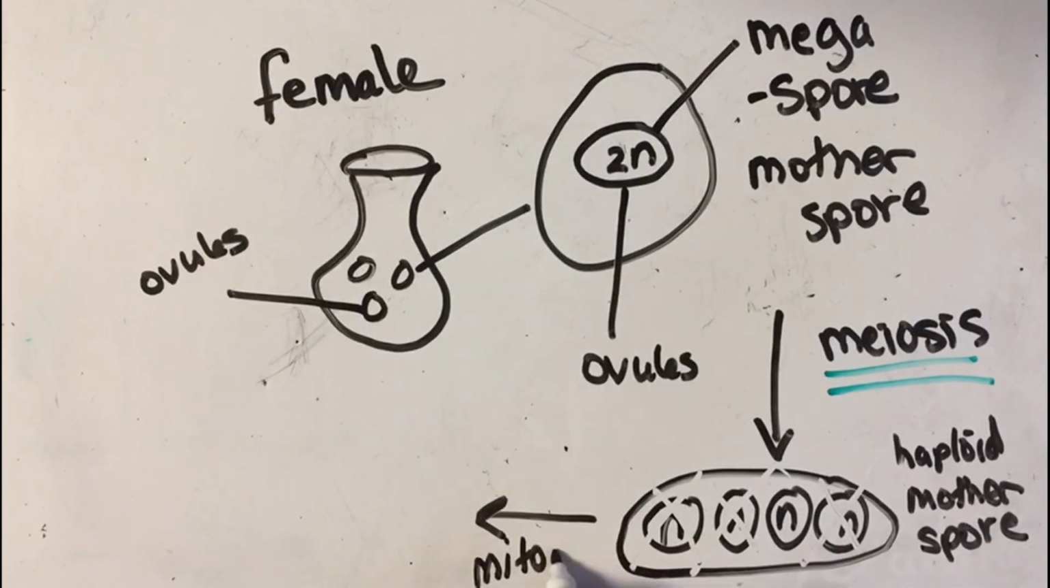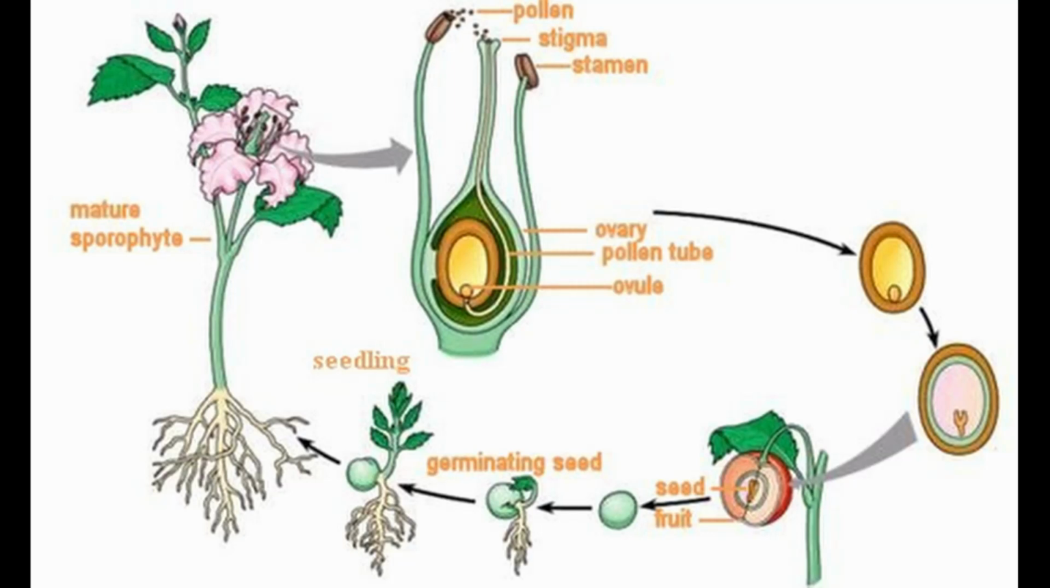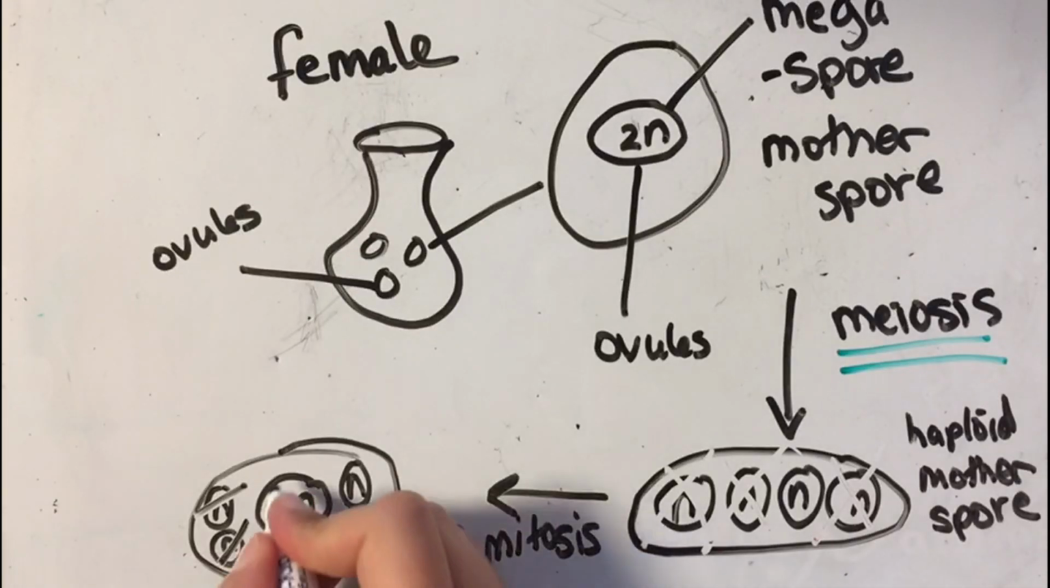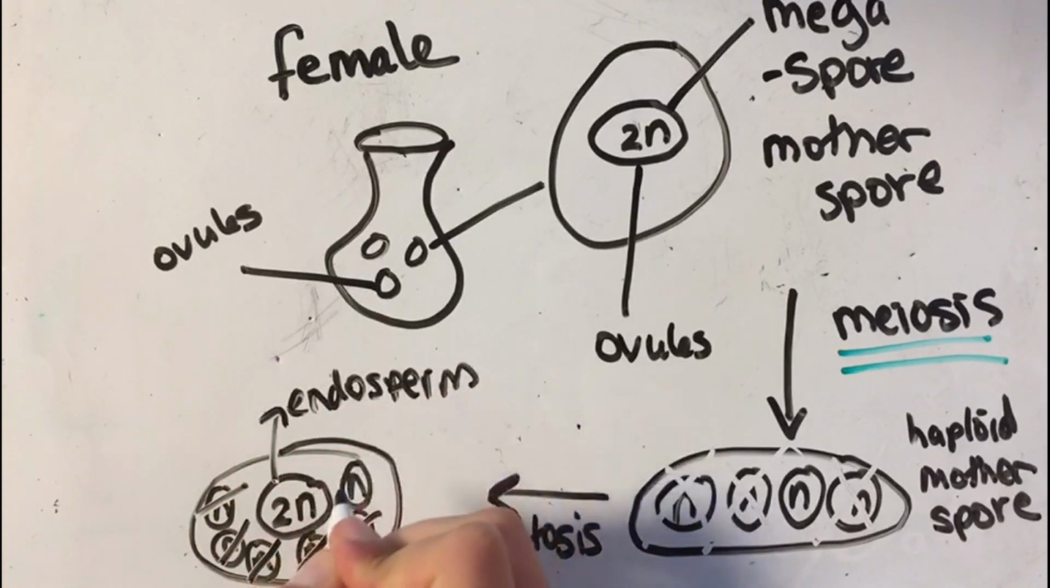The 1 cell will undergo mitosis 3 times, producing 8 haploid nuclei, but only 7 cells. One of the cells is an egg. The others will disintegrate. And the cell with a 2N is called an endosperm mother cell.